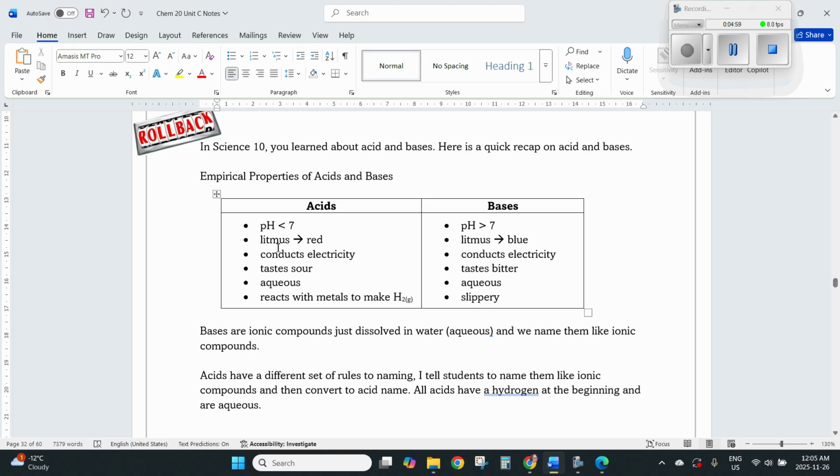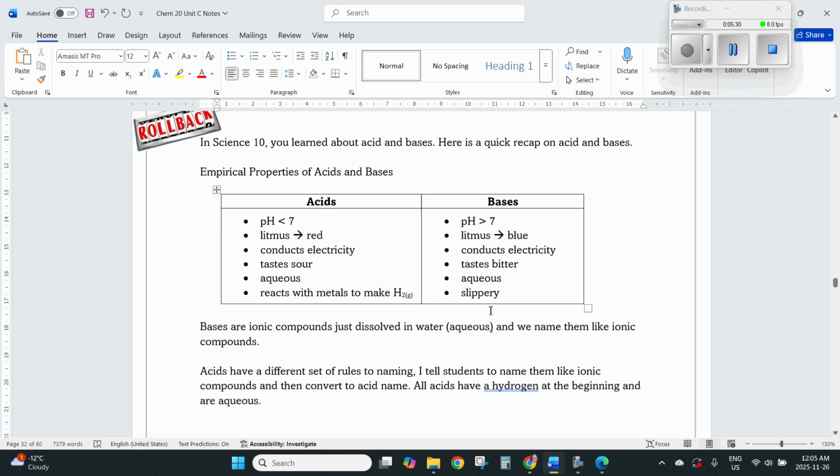When we are looking at indicators, more specifically litmus indicator, litmus will change red in the presence of an acid and blue in the presence of a base. But when you use litmus, the key is you have to use both red and blue litmus to test, because it could be neutral. If your red litmus stayed red and your blue litmus stayed blue, then your pH would be neutral, which would be a pH of 7.